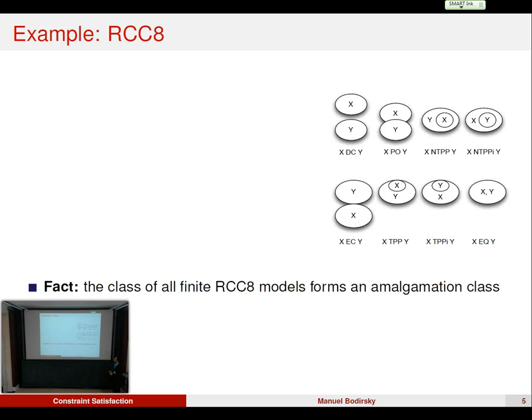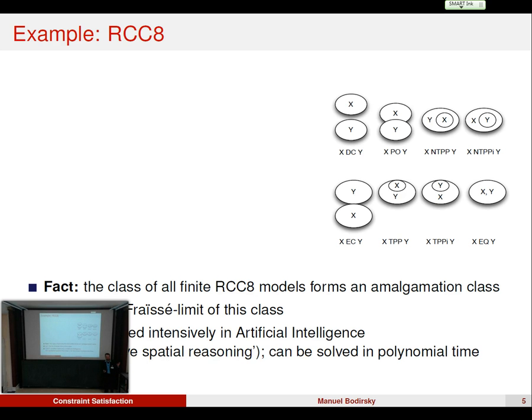All right, but now what is the relation to the CSP? You can verify that if you look at finite structures with these 8 relations, satisfying those axioms, it's an amalgamation class. You have to verify this, but it can be done. So let's look at the Fraïssé limit. If you look at the CSP of this Fraïssé limit, it's precisely the most studied computational problem for RCC8. It's the problem they are actually interested in.